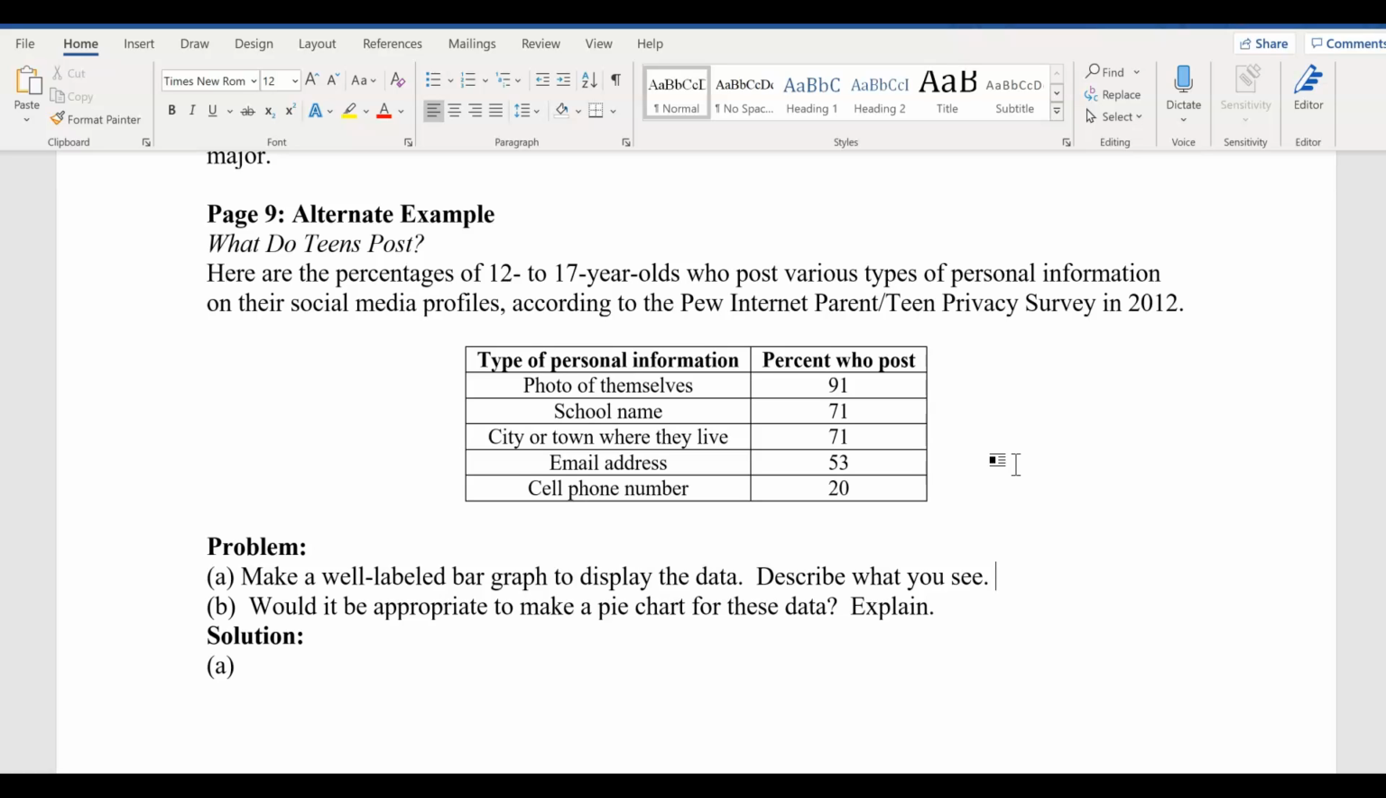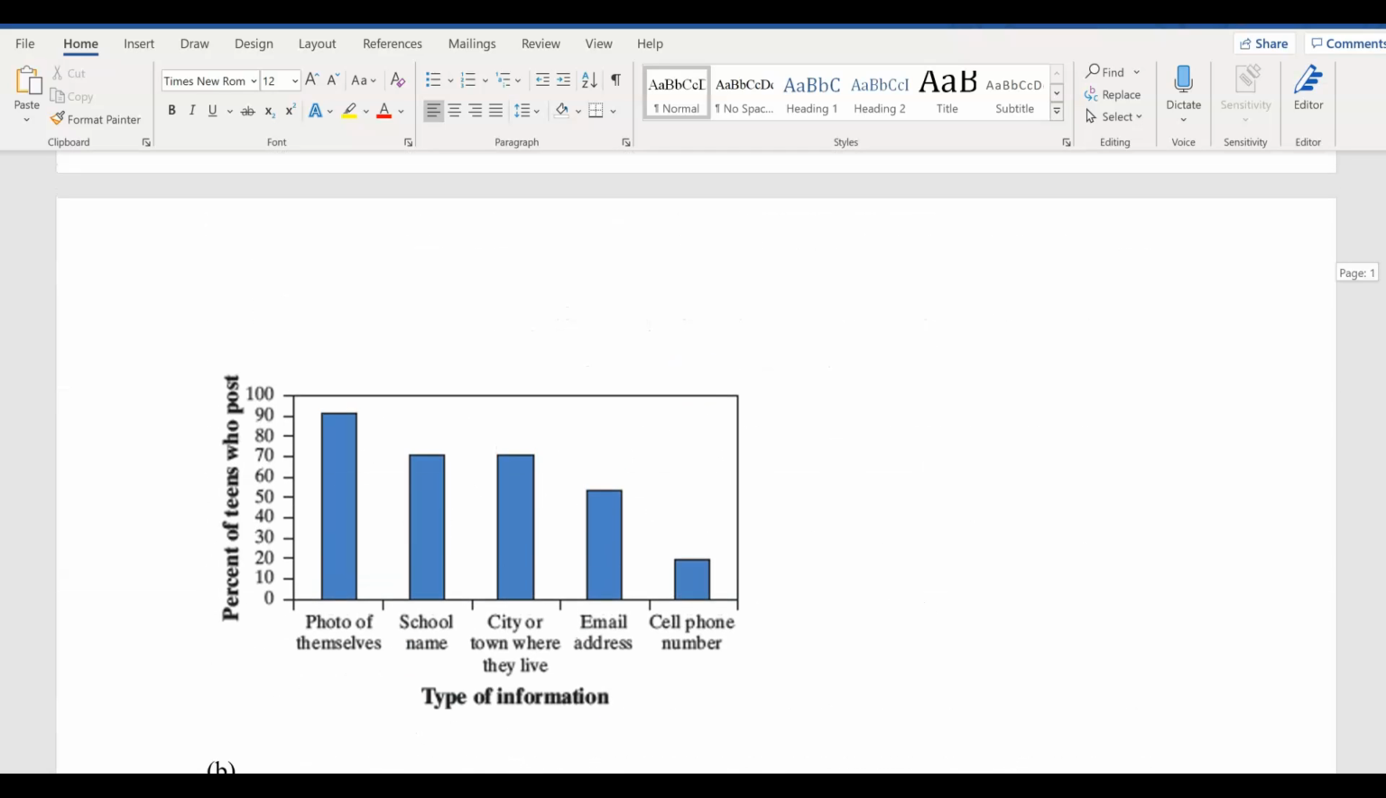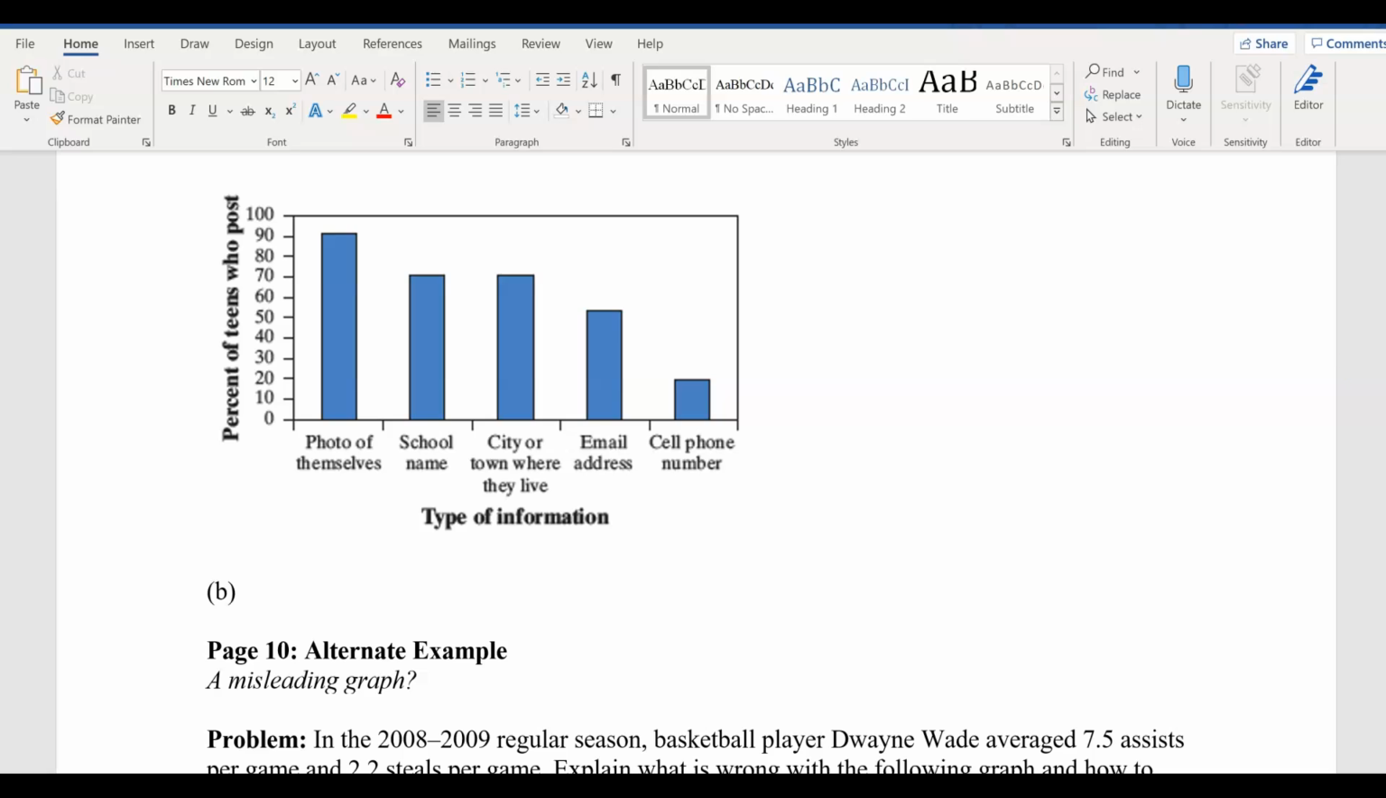Again, let's try to consider where these data came from, right? Here are the percentages of 12 to 17-year-olds who post various types of personal information on their social media profiles. So that's the type of data that we're dealing with. And here we have the percentages, right? Type of information that they posted, and then the percent breakdown. So let's think about the second question.